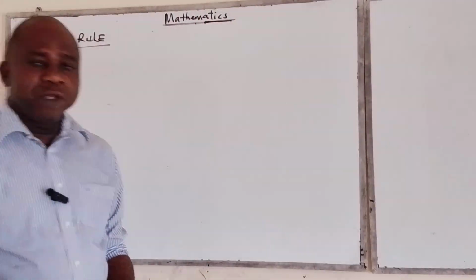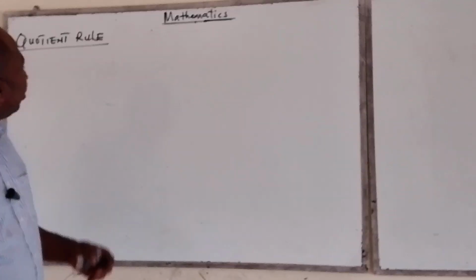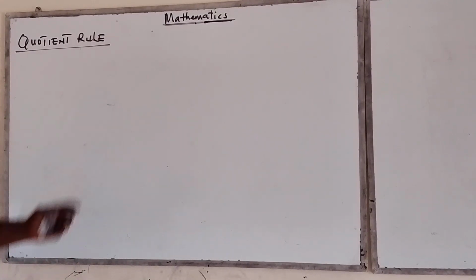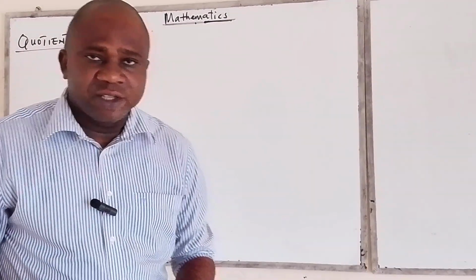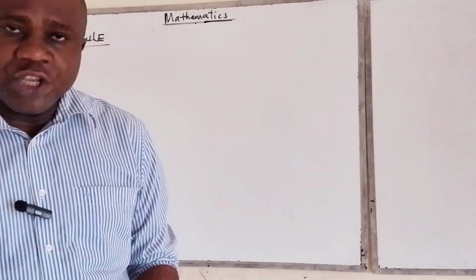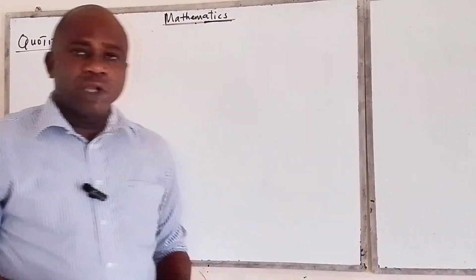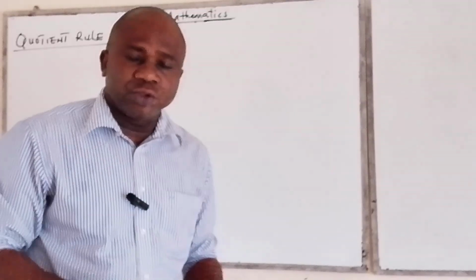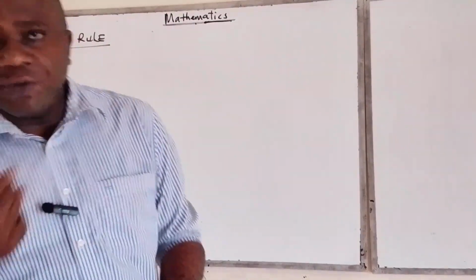Today we are going to be looking at another section of differentiation using the quotient rule. In our last class, we actually looked at differentiation using the product rule. And of course, we know when we say product, product means multiplication, while quotient means division.